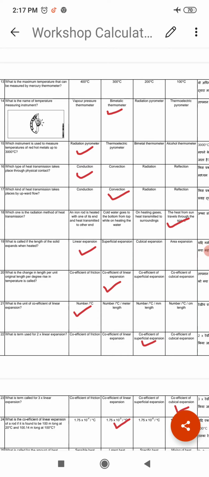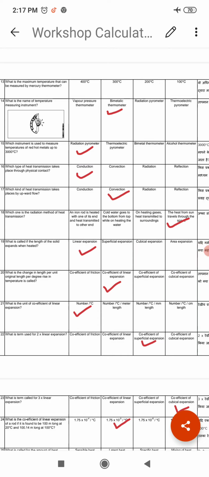Next, what is the name of the increase in length of a solid when heated? Linear expansion. Option A. What is the change in length per unit original length per degree rise in temperature called? Coefficient of linear expansion. Next, what is the unit of coefficient of linear expansion? It's number divided by degree centigrade.